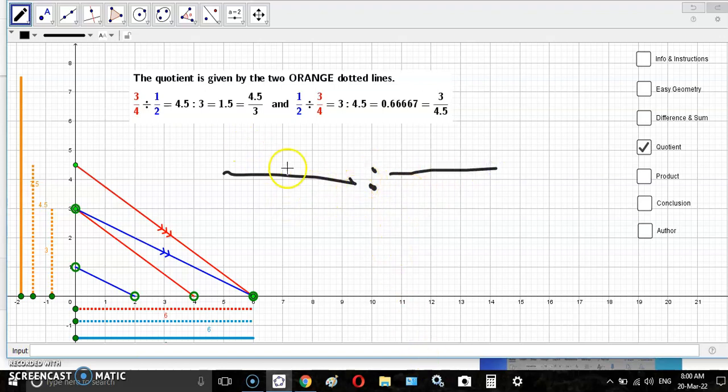Now the measure of this ratio in magnitudes turns out to be 4.5 over 3, which is 3/2. Okay, so the measure of this ratio turns out to be 3 over 2. Now, I don't want to deal with that anymore, so let me just get rid of this. Okay, let's just delete that.